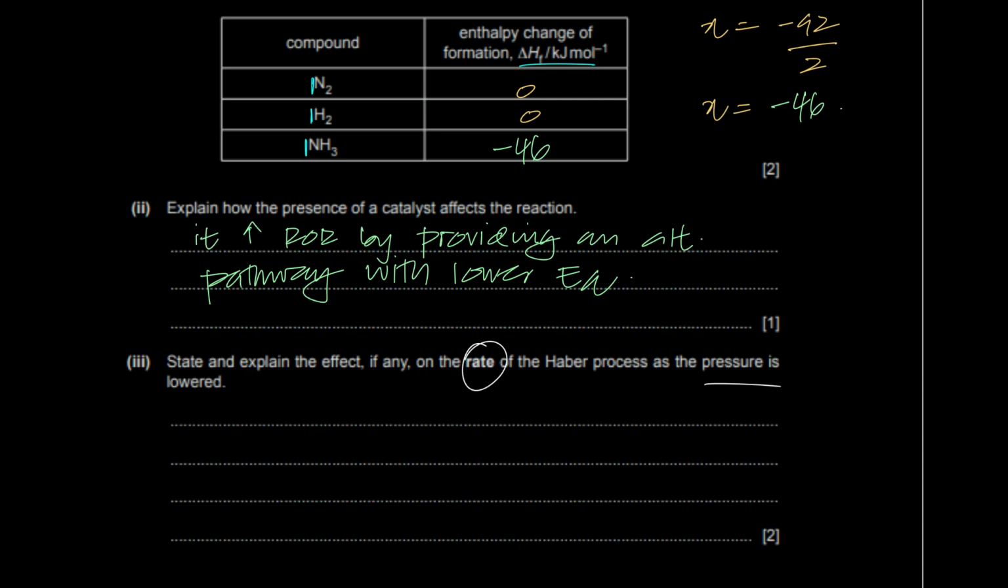State and explain the effect, if any, on the rate of reaction if pressure is lowered. So if you lower the pressure, the rate of reaction decreases because the frequency of collisions decreases, right? The frequency of successful collisions decreases. So a decrease in pressure decreases the rate of reaction. I get 1 mark here. Why? Because the frequency of successful collisions decreases.